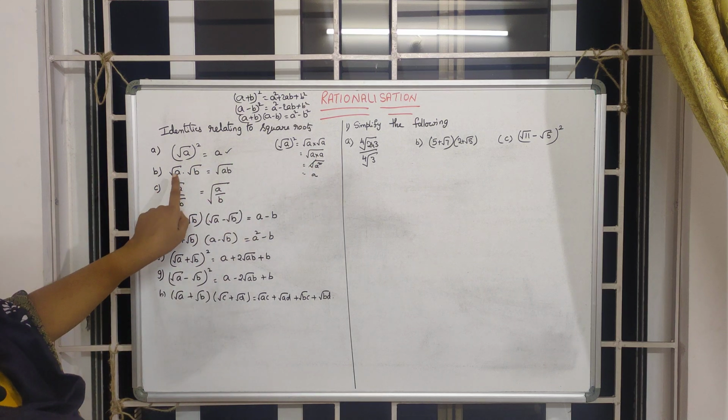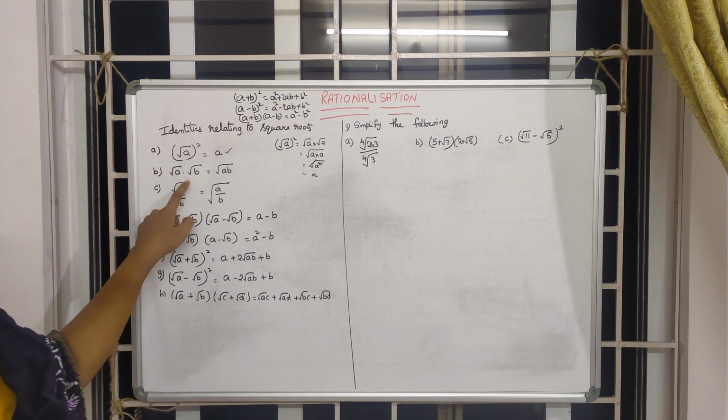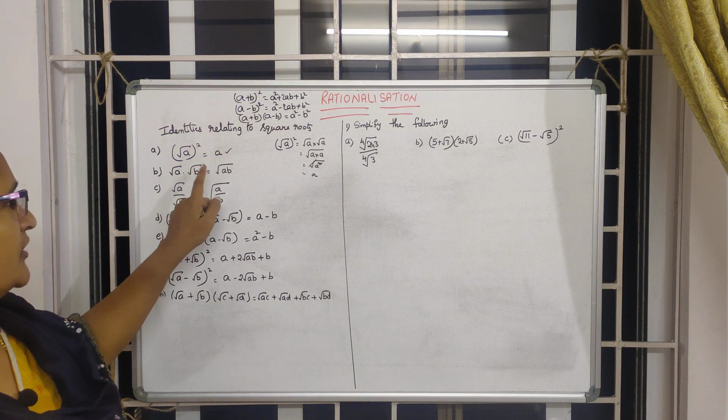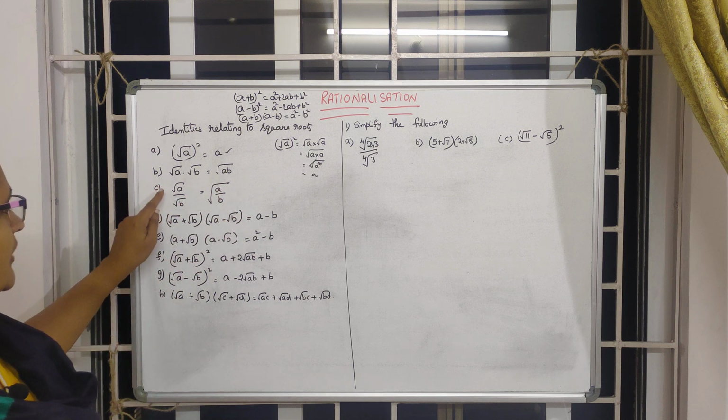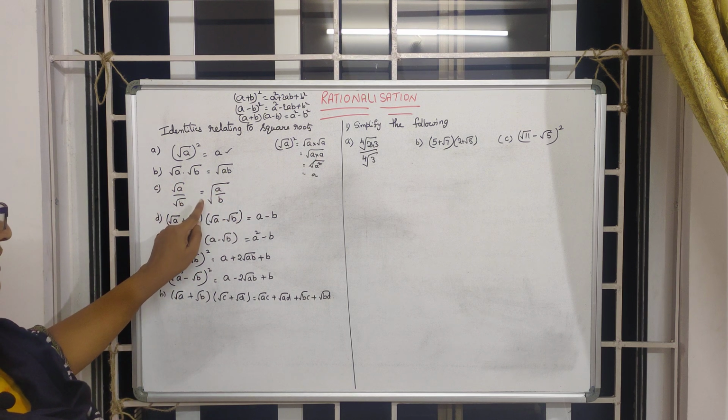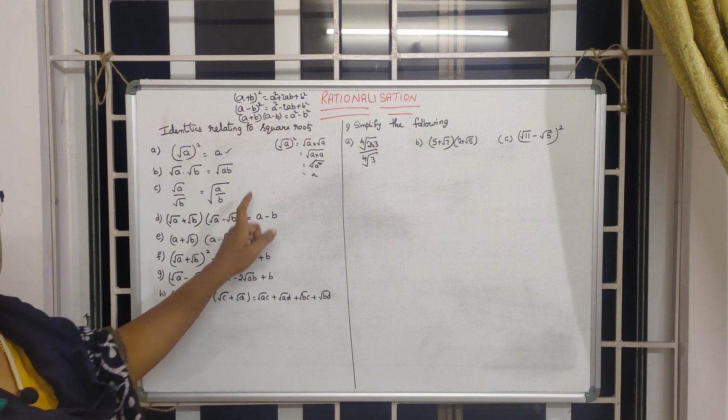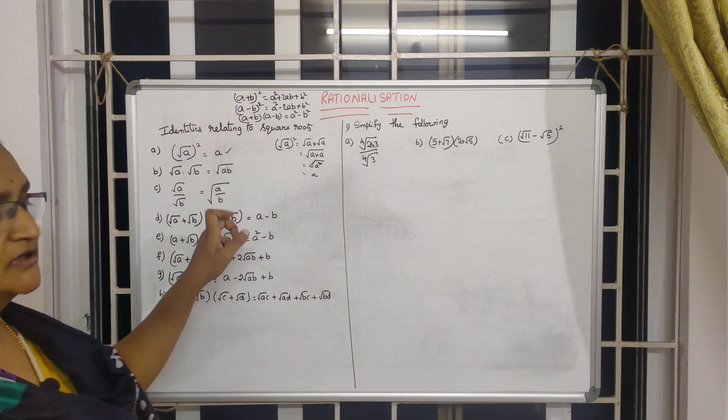This one we already learned in class 8: square root of a times square root of b equals square root of ab. And square root a by square root b equals square root of a by b. These are also laws of square roots, which we learned in class 8.